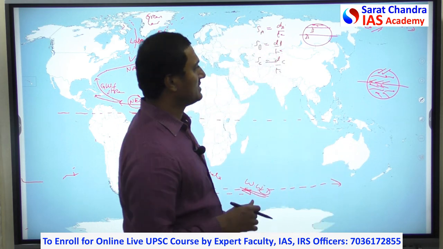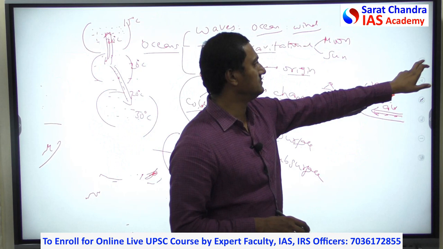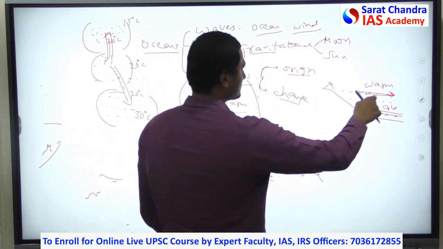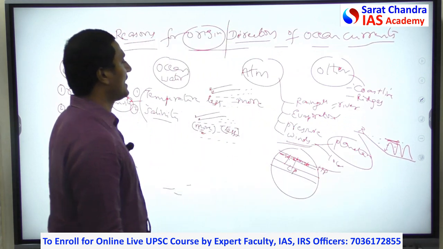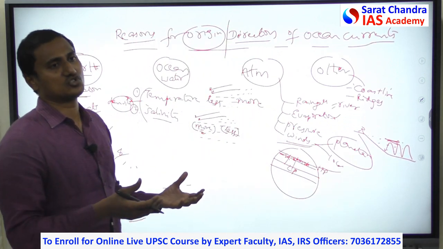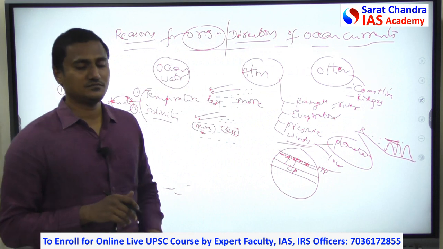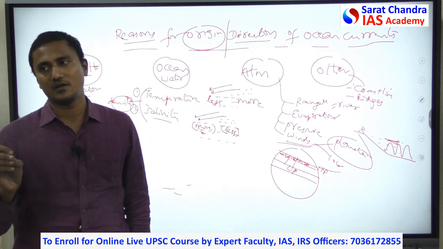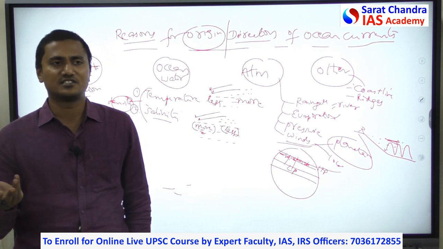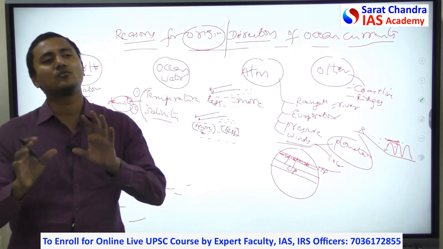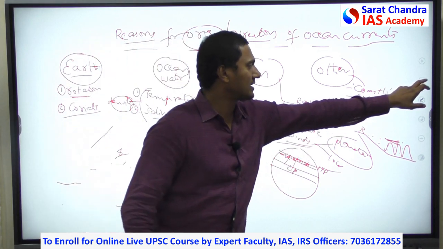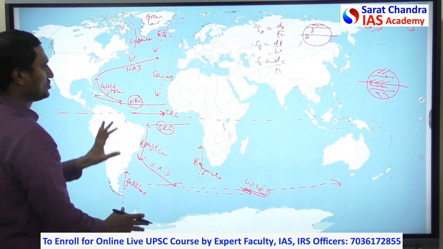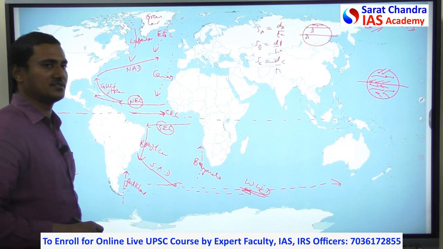Okay. So friends, I think I have covered what the types of ocean currents are. I covered the reasons for the ocean currents. And now let us go to the important ocean currents which you should remember. See, there are thousands of ocean currents, but we remember the most important ocean currents only. Now those ocean currents are like this. In the Atlantic Ocean, these are the important ocean currents.